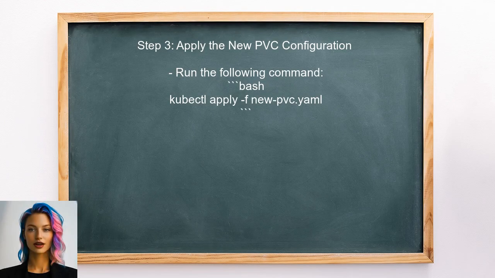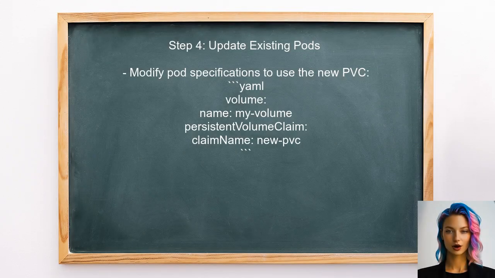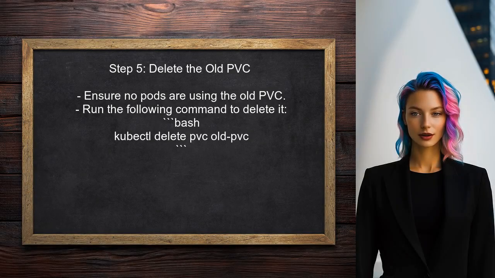After defining the new PVC, the user should apply this configuration using the command line. This will create the new PVC in the Kubernetes cluster. Once the new PVC is created, the user needs to update the existing pods to use the new PVC. This involves modifying the pod specifications to reference the new PVC instead of the old one. Finally, the user should delete the old PVC if it is no longer needed. However, they must ensure that no pods are using it before deletion.